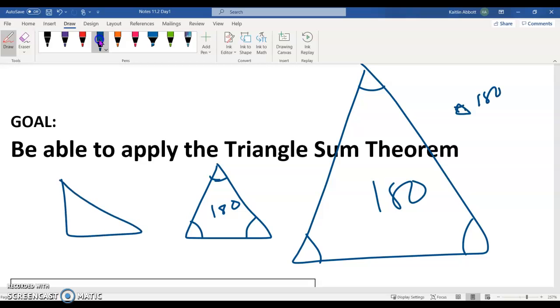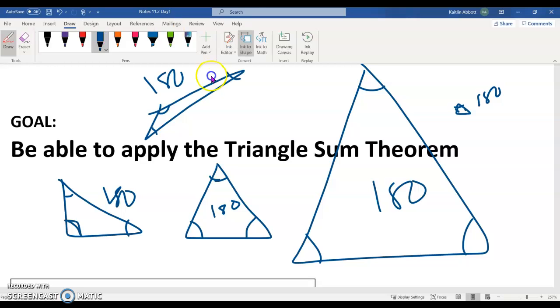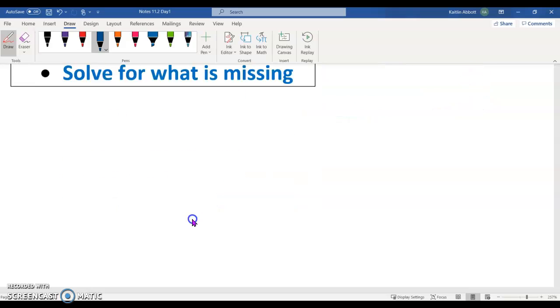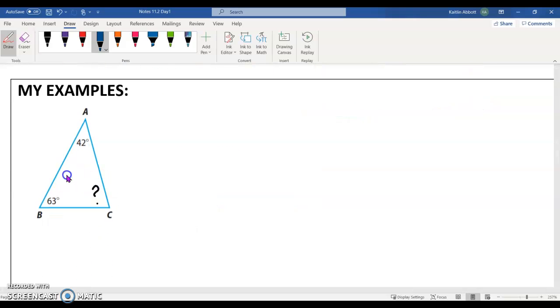You can have right triangles, 180 degrees. No matter what your triangle looks like, it can look really weird, really funky. As long as it's an actual triangle, it's 180 degrees. No matter what. Always going to be 180 degrees. That never changes. So we're going to set up the problem, and then we're going to solve for what's missing.